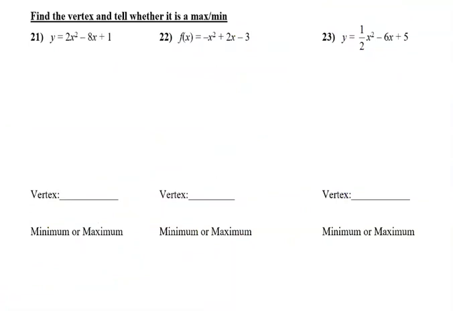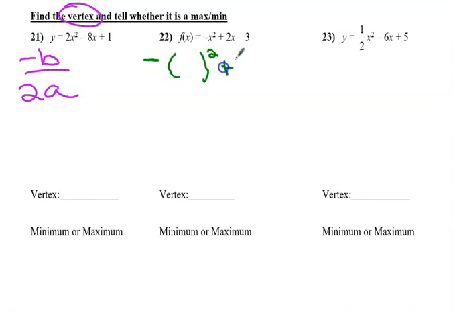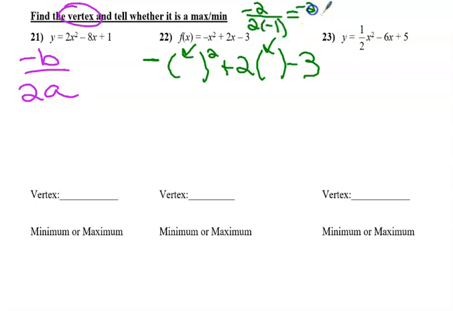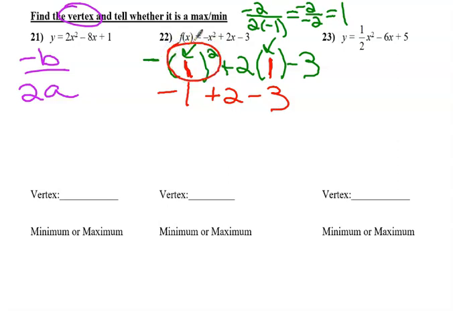All right, find the vertex and tell whether it's a minimum or maximum. So again, the same process to finding the vertex, -b over 2a. Please, with number 22, the negative is on the outside when you find that h value. And then when you plug in that h value, because -b over 2a, so if you got -2 over -2, your answer would be 1. So remember, the negative is on the outside. 1 squared is 1, -1 plus 2 minus 3. So please make sure you do those exponents first.